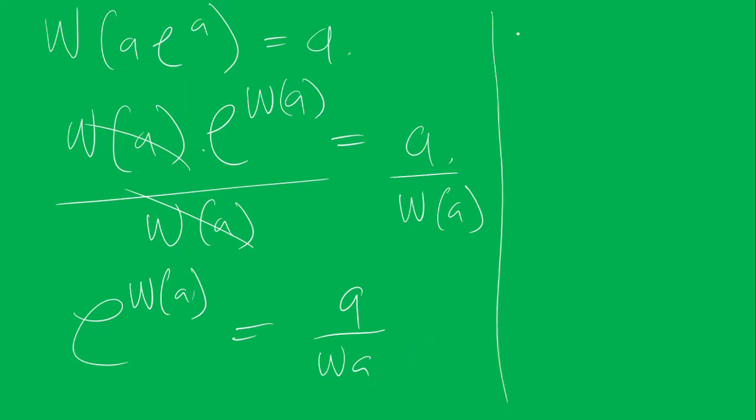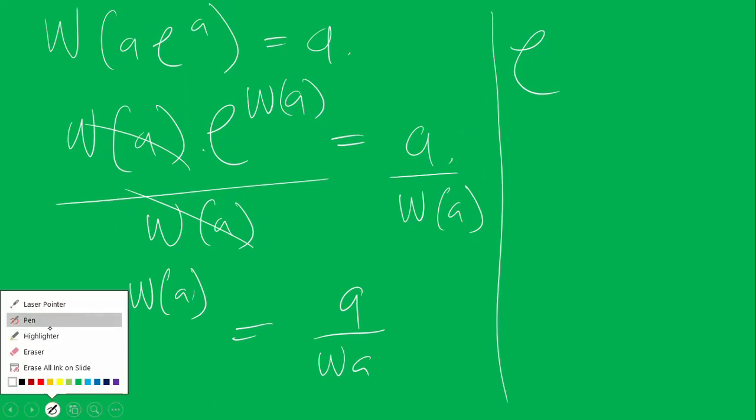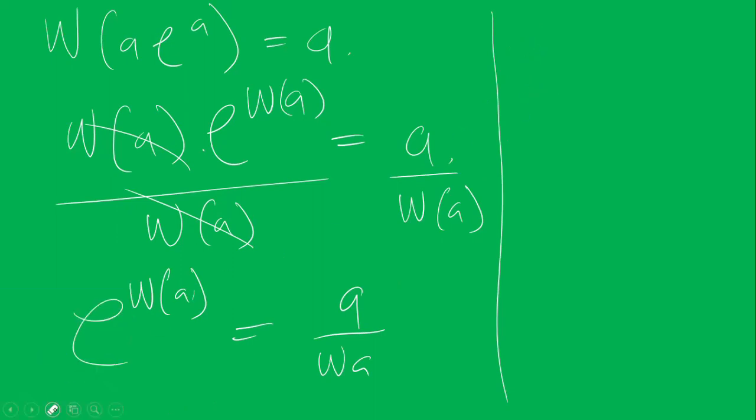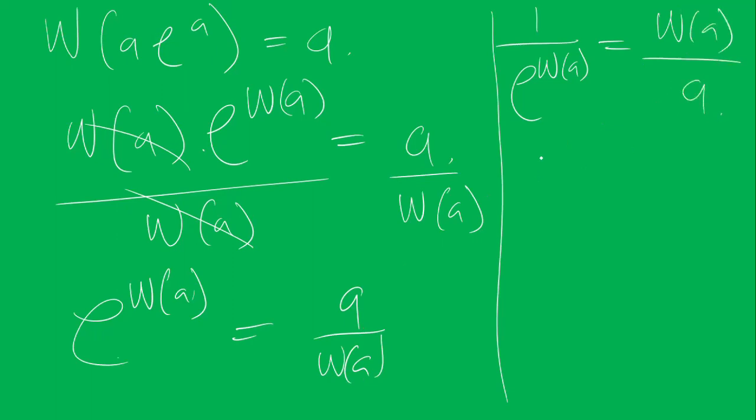Now the inverse of e, if you inverse these two expressions, this is equal to this. If you inverse them, it will still remain the same. So e to the power W function of a is equal to W function of a all over a, which is e to the power minus W function of a is equal to W function of a all over a.